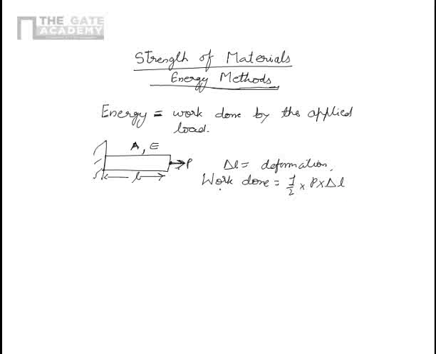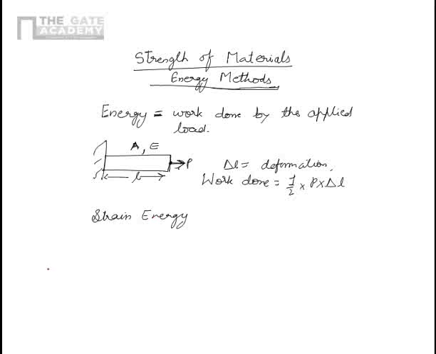So now, in case of strength of materials, all this work has gone into straining the bar or to deform the bar. Hence, in case of strength of materials, this work done is also known as strain energy. Strain energy is nothing but the amount of energy which has been stored in the bar because of the work done by the applied load. The applied load may be a moment, a torsion, or a force. Like in this case, there is a force.